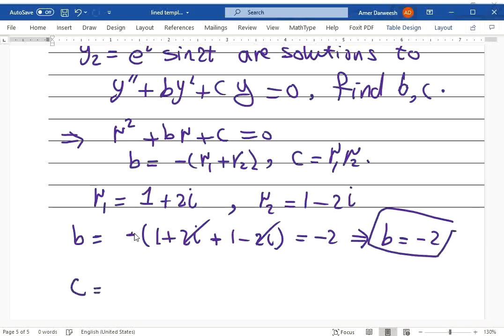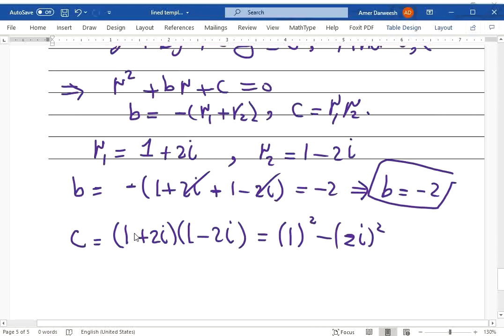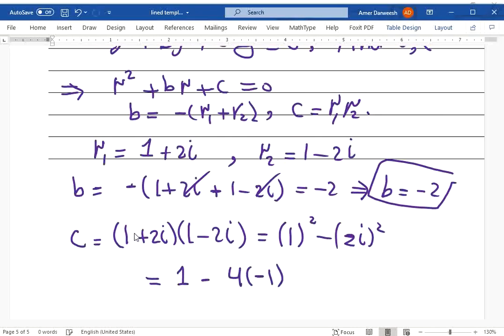Now c is the product of these two roots, so 1 plus 2i times 1 minus 2i. A plus b times a minus b is the difference of squares. So use the formula, you get 1 squared minus 2i squared. Or you can multiply them. So the answer is 1 minus 4 times minus 1. 2 squared is 4, and i squared is minus 1. So the answer is 1 plus 4, which is 5. So c is 5.